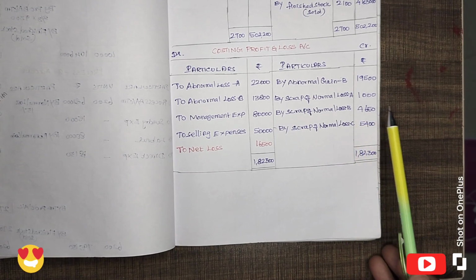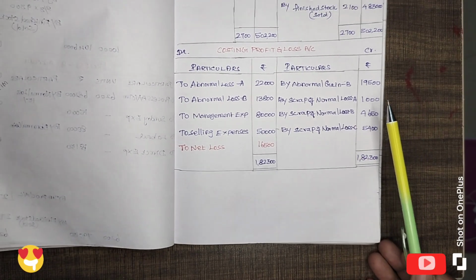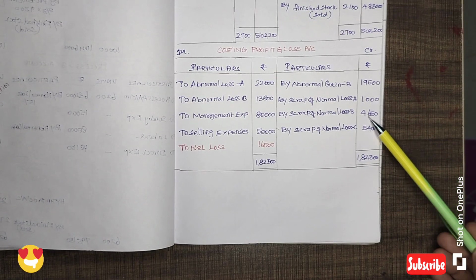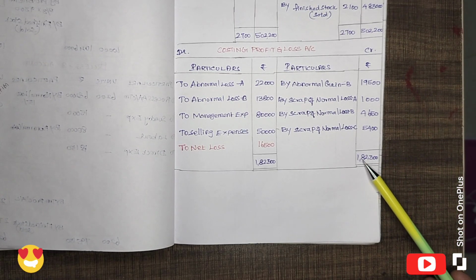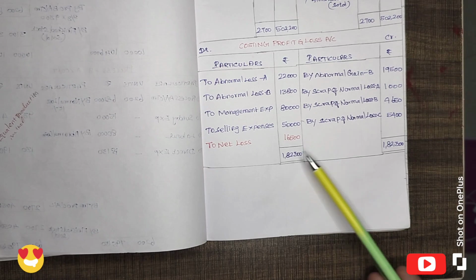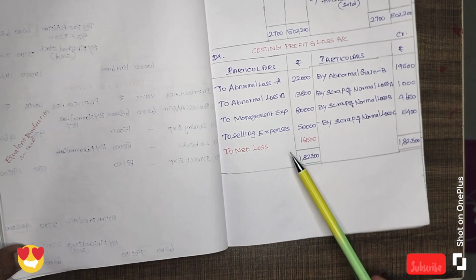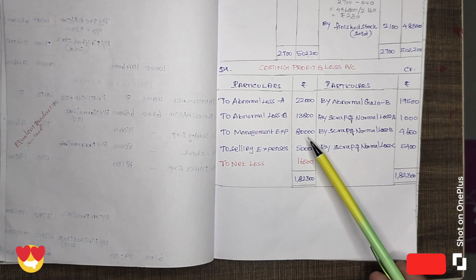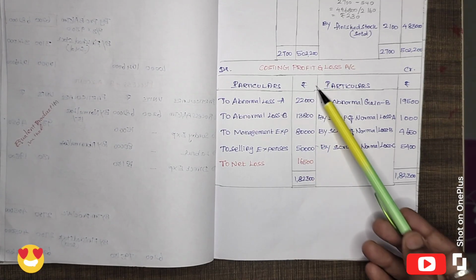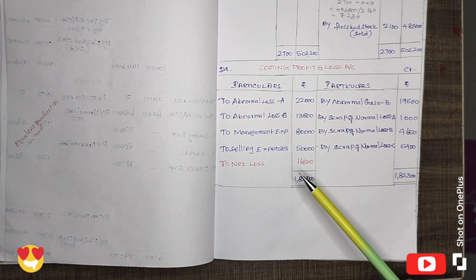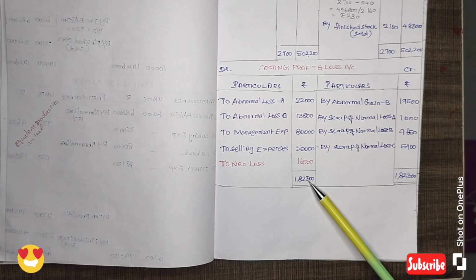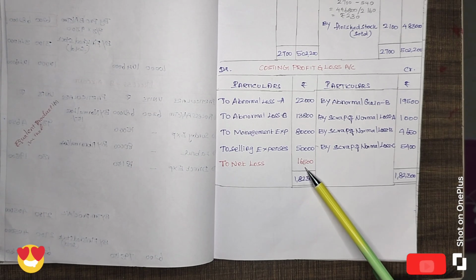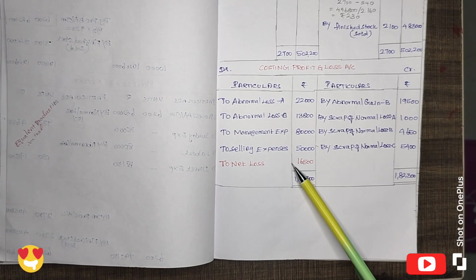Then we need to find out the total. Whichever side has the higher value, that side we consider as the total accordingly. The credit side has the higher value, that is 1,82,300 rupees. The total will be entered on both sides. Then we add the debtor side values 22,000, 13,800, 80,000, 50,000. After adding all the values and subtracting from the total value 1,82,300, you will get the net loss, 16,500, as given in the question. Okay, that's all.